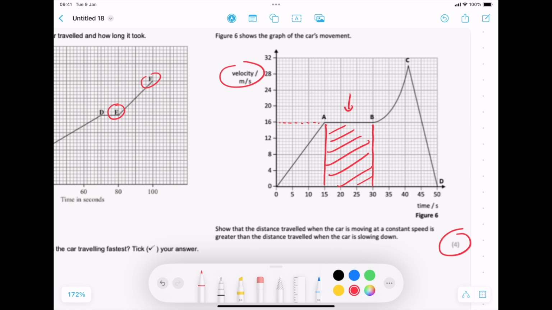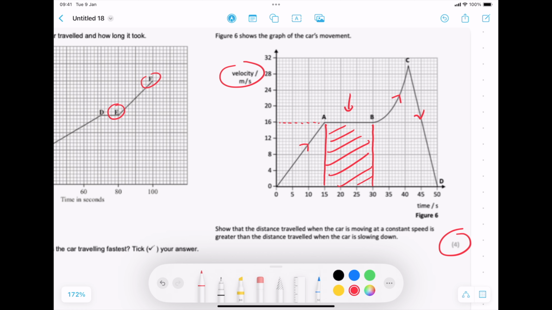When the line is either increasing at a constant rate, like it is there, or even curving like that, that means acceleration, or in this case, if it's going downwards, deceleration, which is either constant, also known as linear, or non-linear when it's curving. The car is slowing down between points C and D.